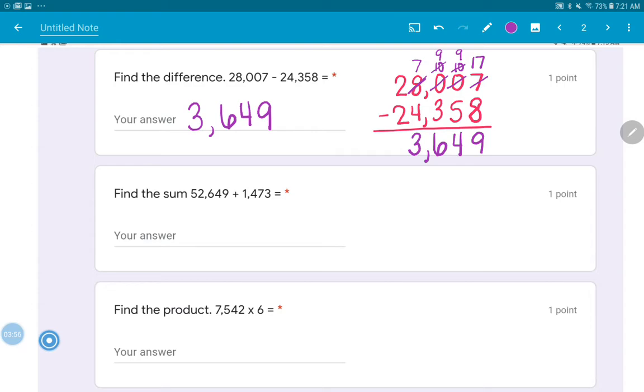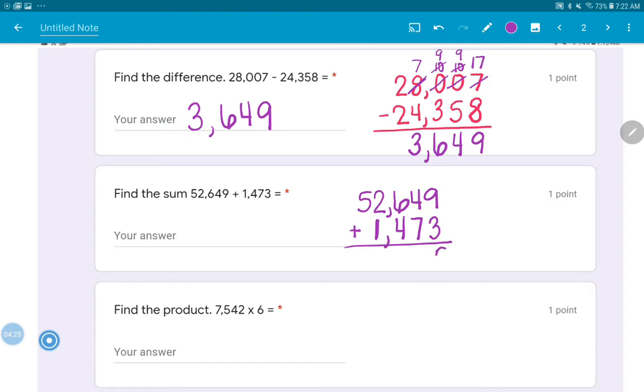Next, I'm going to find the sum of 52,649 plus 1,473. I'm going to make sure to put the 1 in the thousands place value. 4 hundreds, 7 tens, 3 ones. I'm ready to start adding.